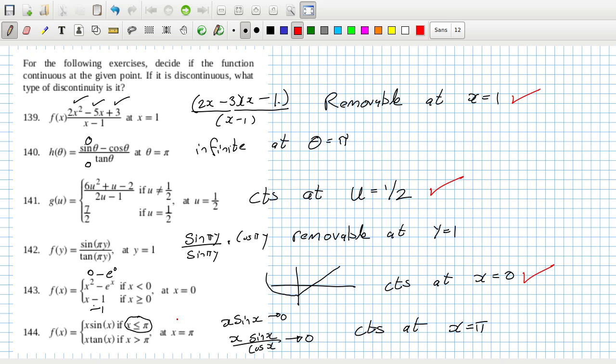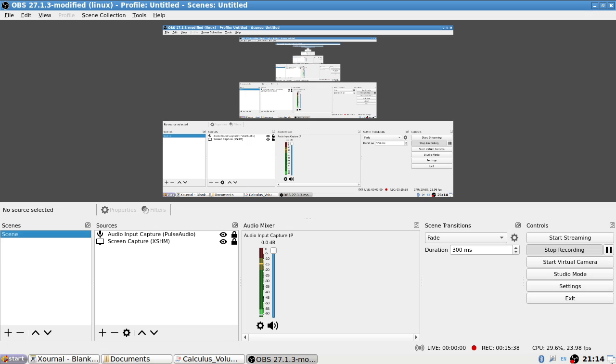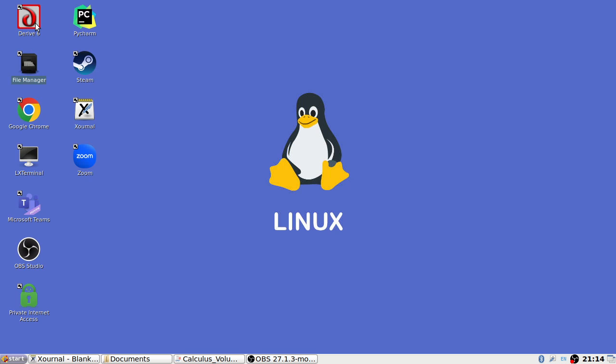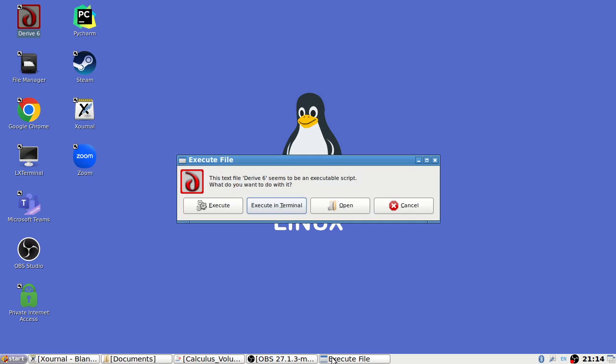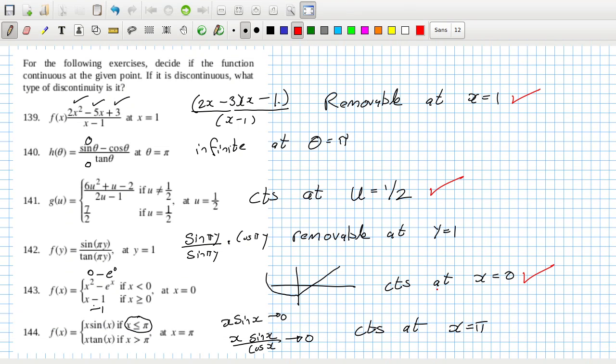Yeah, I might make a graph of it. Then I think that'd be a good place to wrap it up. Let's do the graphs for those three. 140, 142, and 144.